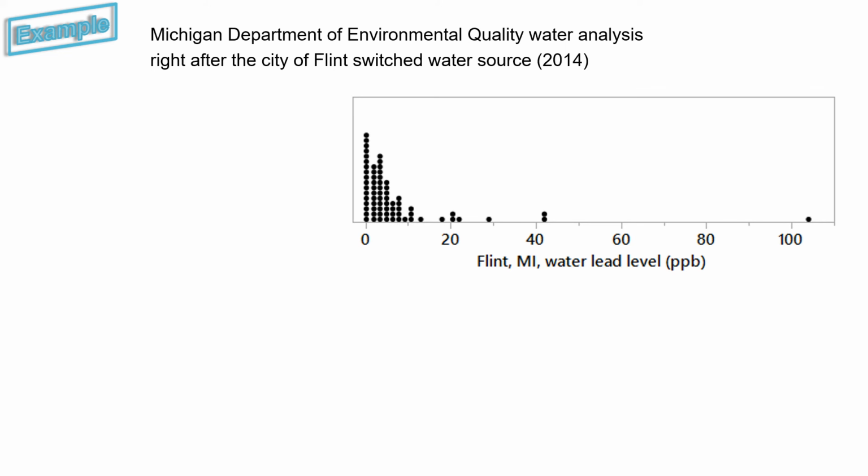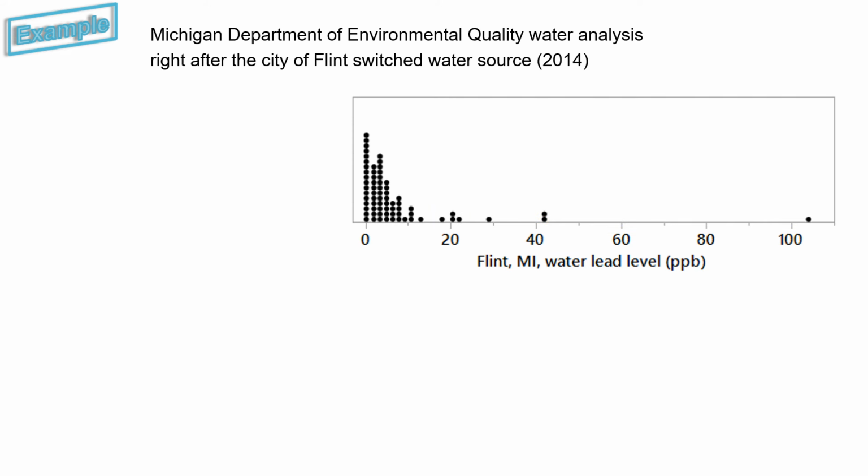We have a dot plot of data from the Michigan Department of Environmental Quality showing the distribution of water lead levels in a random sample of houses in the city of Flint right after the city switched its water source in 2014. We see that the distribution is single-peaked, very clearly strongly skewed, with a number of unusual data points, including one extreme outlier at more than 100 parts per billion.